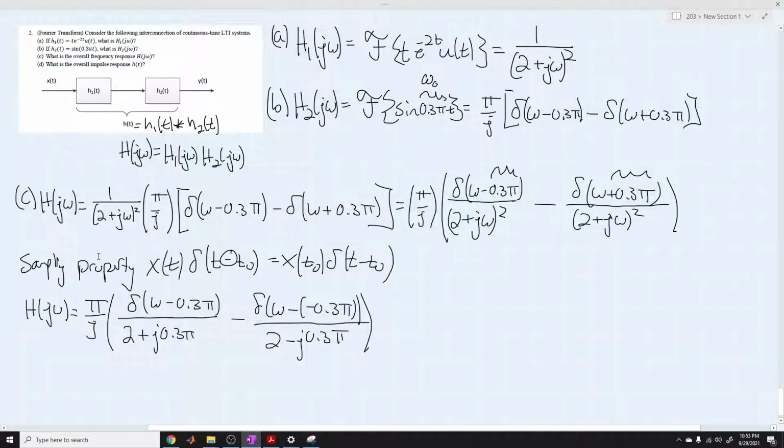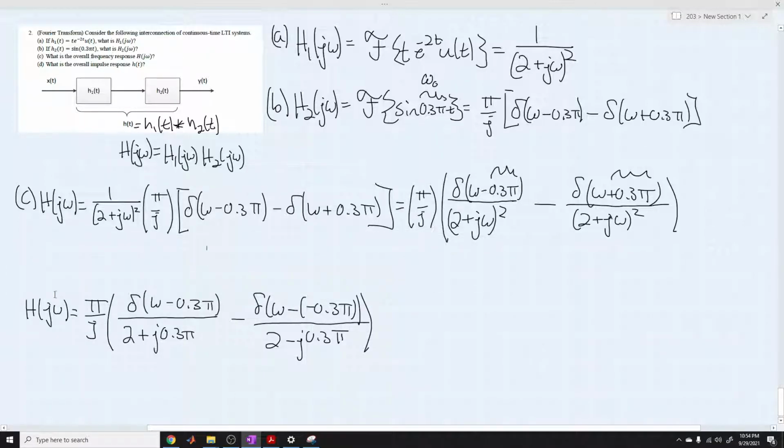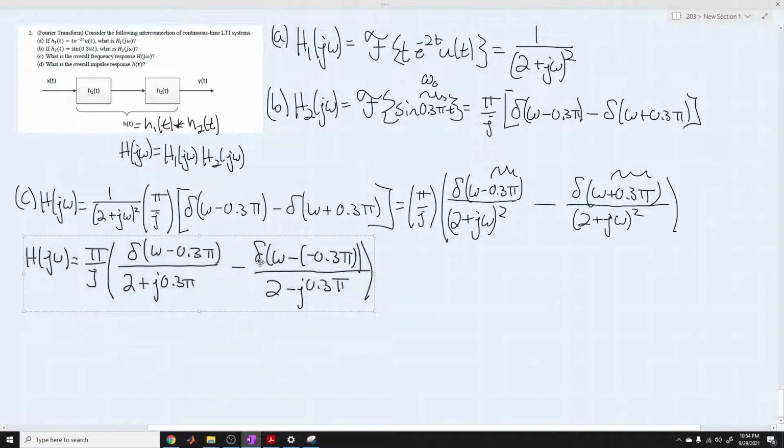Let me get some room here. So there's C, and now C's all ready for us to get back into the time domain. Now we got a whole bunch of j's here, but these j's are complex numbers, but they're still numbers. So we just treat them like numbers.